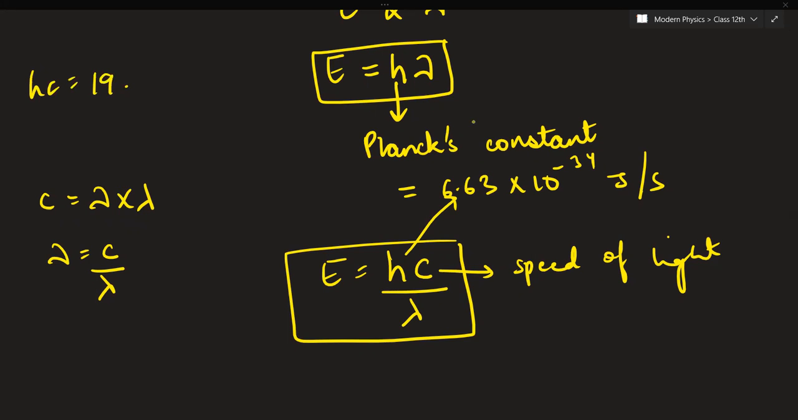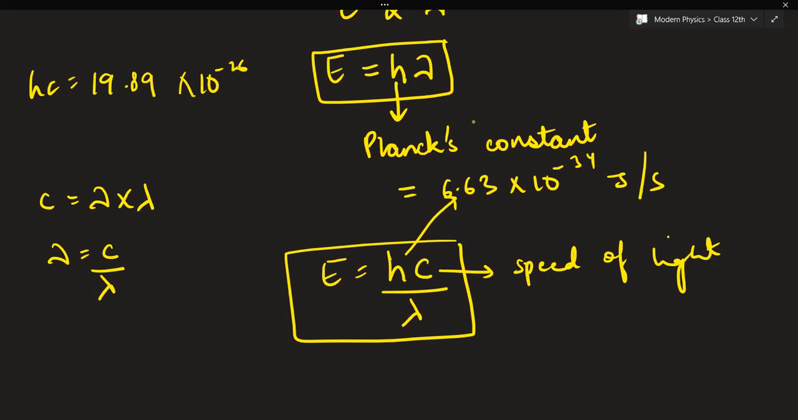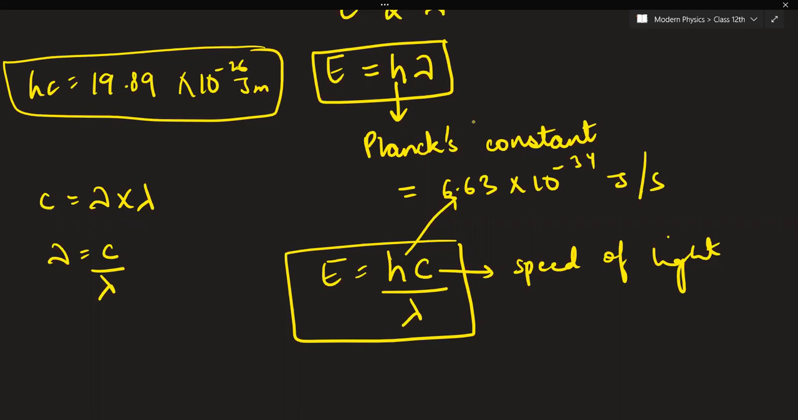Okay, Salman. So this is 19.86 or 89. Just cross check this value. I remember this, but it can happen that it might be wrong. Joules meter. So in the numericals, if you are getting hc, directly solve this value. Fine. And this is the wavelength. So in terms of wavelength also you can write. So this is the number of photons per second.